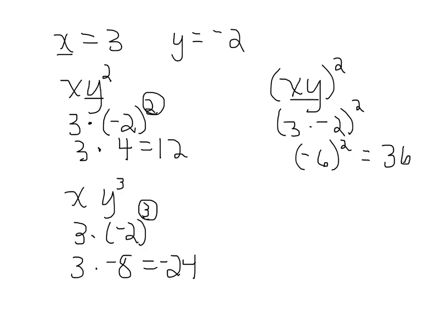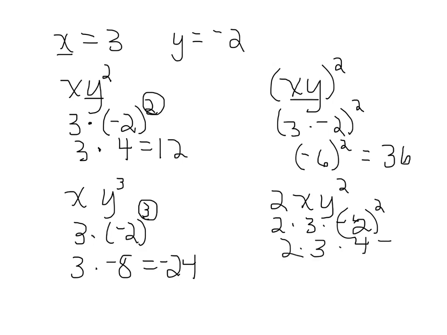What if I said 2 times x times y to the second? That would be 2 times 3 times negative 2 to the second power. When I do the exponent, I get 4 times 3 times 2, which is 24. You get the idea. Remember, whenever you're evaluating, you need to show replacement. That means plug it in.